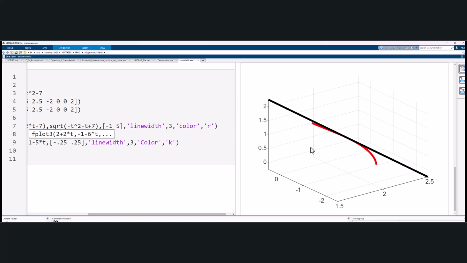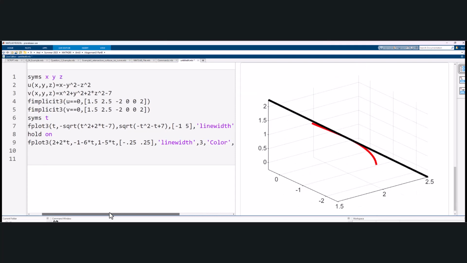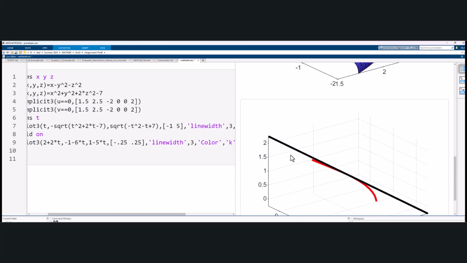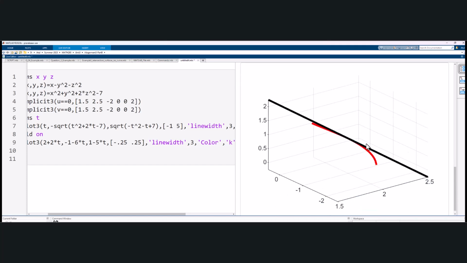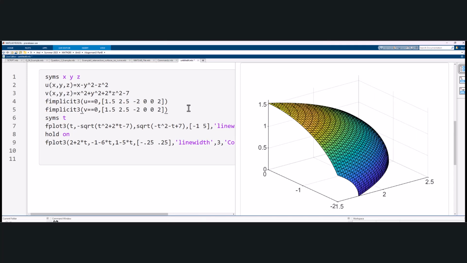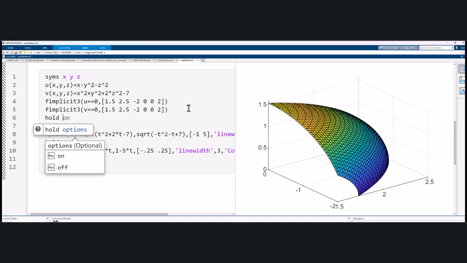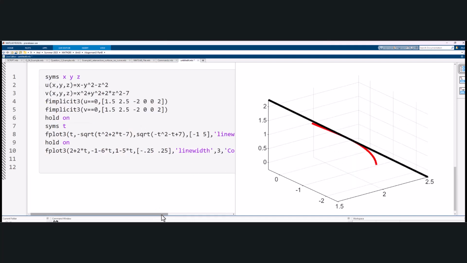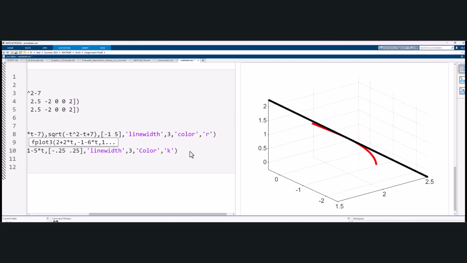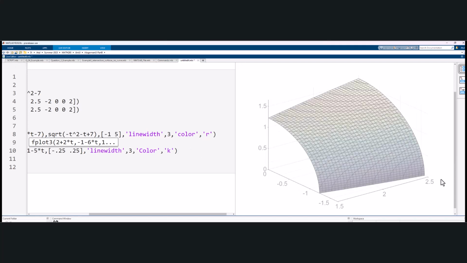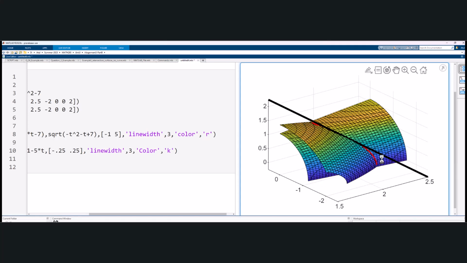Oh, I see. I did not say hold on here, so it graphed the surface in a different window. But here we can see that the line is tangent to the curve of intersection, which is available here for a very small segment. But anyways, let's just go ahead and say hold on, so that we get everything in one window. All right, so here we are. And you can see that here is the curve of intersection and there is the tangent line.